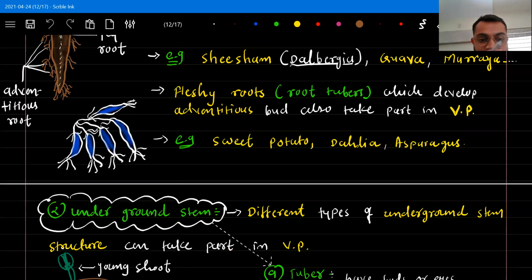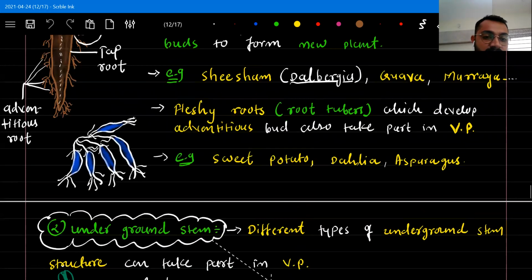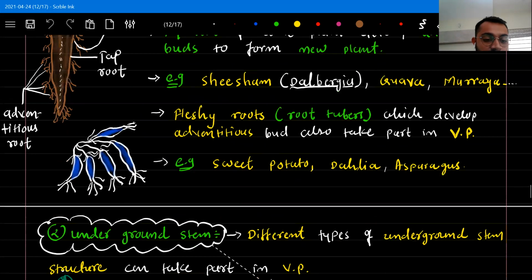Let's move forward. The fleshy roots or the root tubers, which develop the adventitious bud, also take part in vegetative propagation. For example, sweet potato, dahlia, and asparagus. These are the basic structures of the sweet potato. You can see dahlia and the asparagus. So this is all about the root.